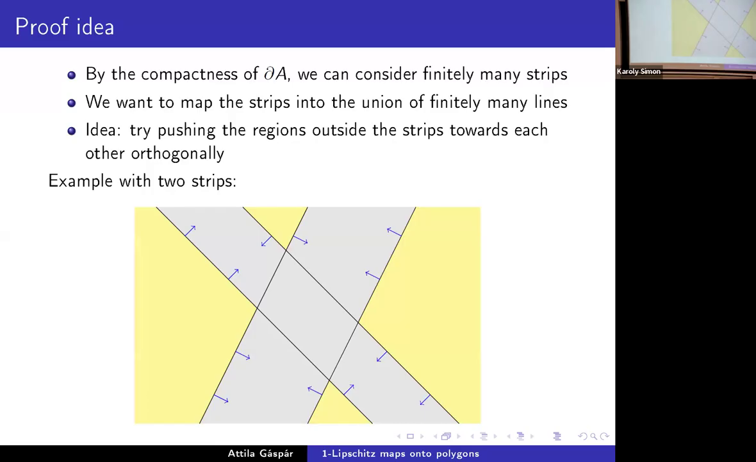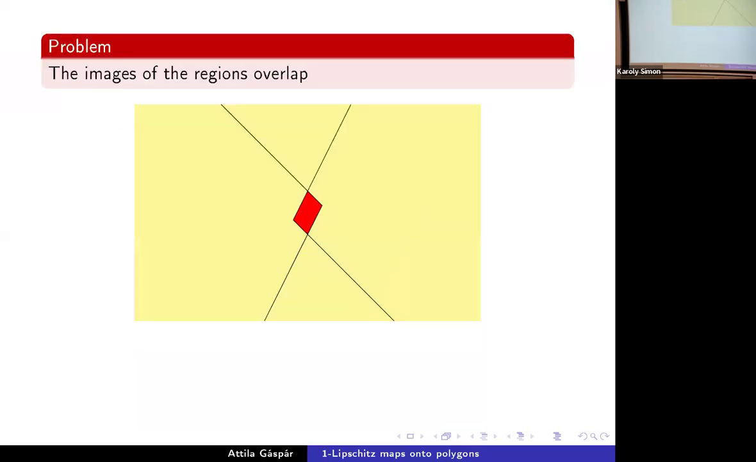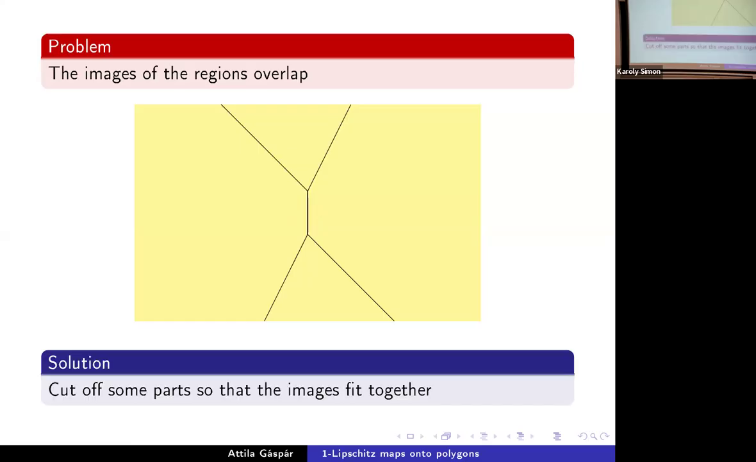Unfortunately, this does not work. If we do this, then the images of the regions will overlap. And due to topological reasons, the images of the union of the strips must contain that red area, so it clearly cannot be covered by lines. And the solution is to cut off some parts of these regions so that after applying these translations, they fit together.